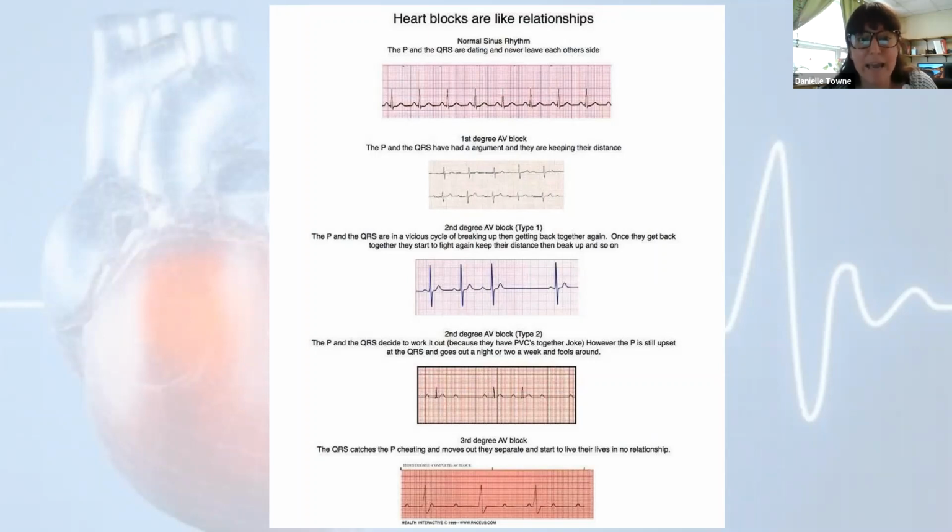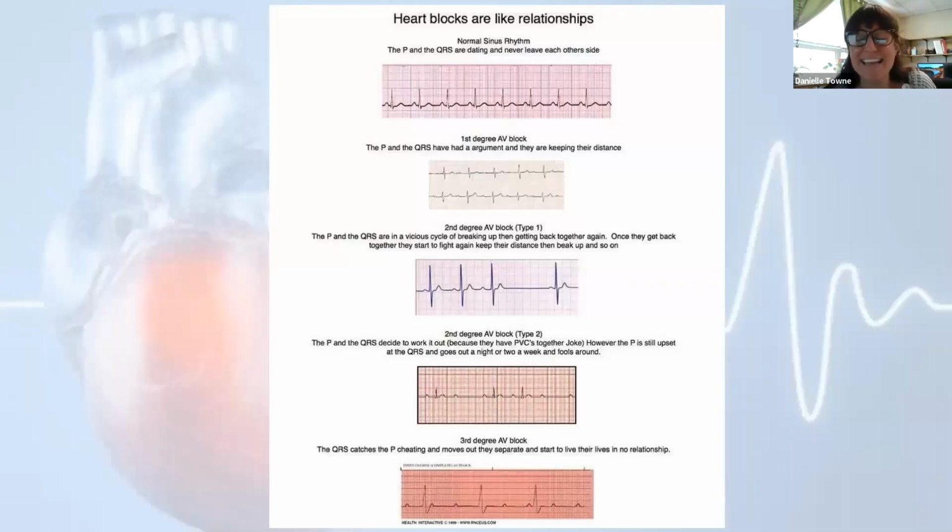In the second degree AV block, Mobitz I, Wenckebach, the P and the QRS are in this vicious cycle of breaking up and then getting back together. Once they get back together, they start to fight again. So then they start to increase their distance again, and then they break up, and then they get back together and they're good. And then they start to fight again and separate, and then they break up. So that's our second degree type 1.